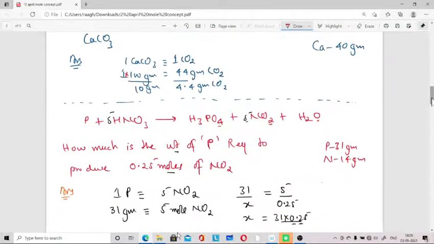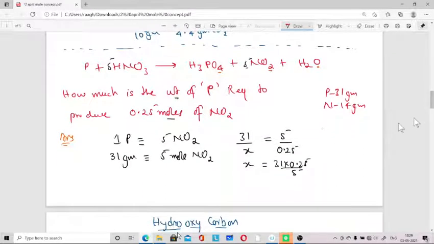Now let's take another one. This question: phosphorus reacts with 5 moles of HNO3, that is your nitric acid, to produce H3PO4 and 5 moles of NO2, plus water. What is the question here? How much is the weight of phosphorus required to produce 0.25 moles of NO2?